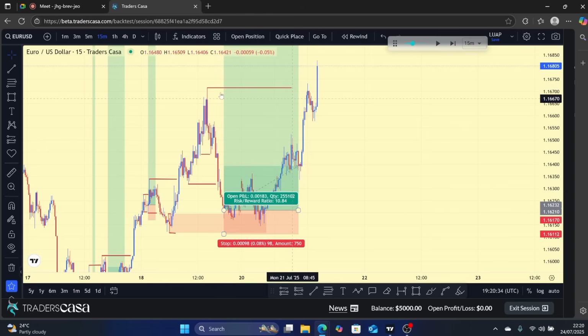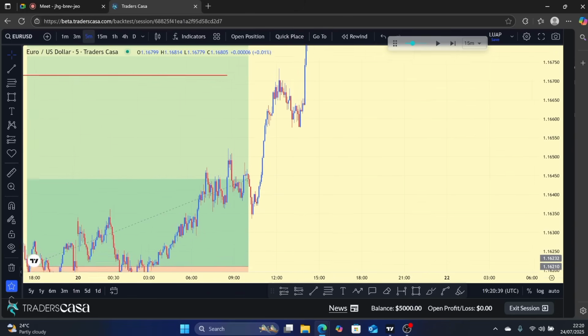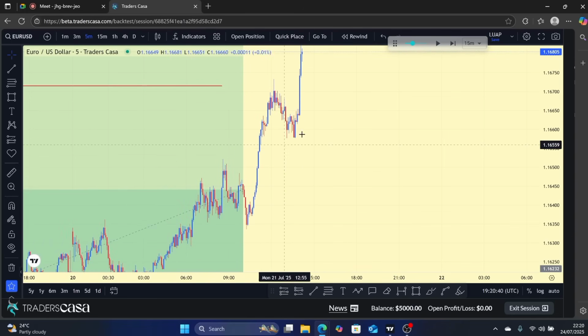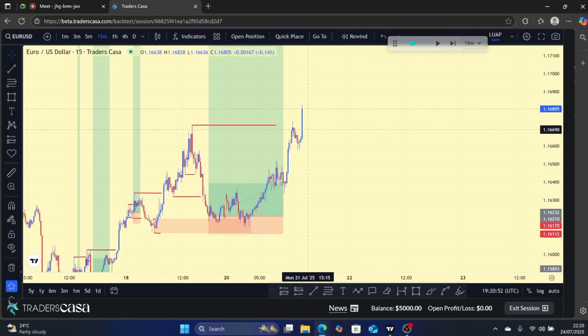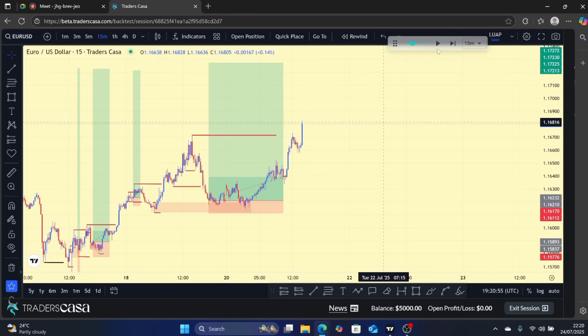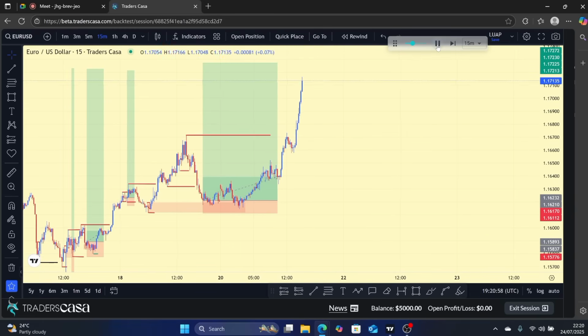After the break, I usually recommend getting back to the 5 minutes. So anyway, nothing much here. Price did that, and a sweep of this. So what is the 15 minutes saying? It's not aligning. I will not do anything there. So let's see if price creates another trading range.